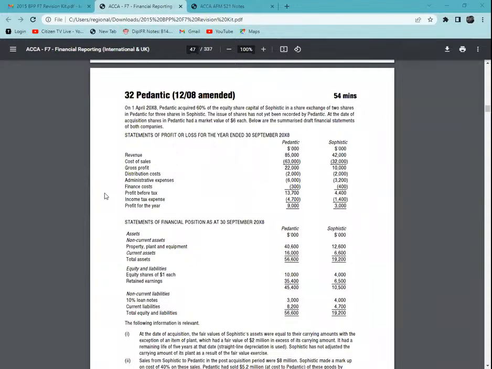Great. So ladies and gentlemen, here we are. So for current assets, I'll take 16 plus 6,600.